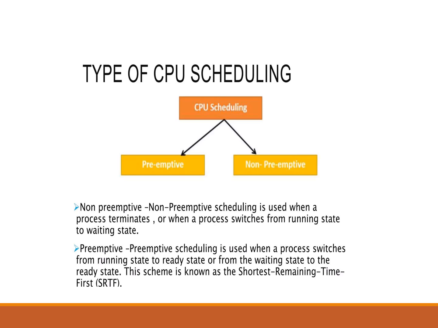Preemptive SJF, shortest remaining time first, SRTF. In this version, if a new process arrives with a shorter burst time than the currently running process, it preempts the current process. This allows for more dynamic scheduling, but adds complexity to process management.